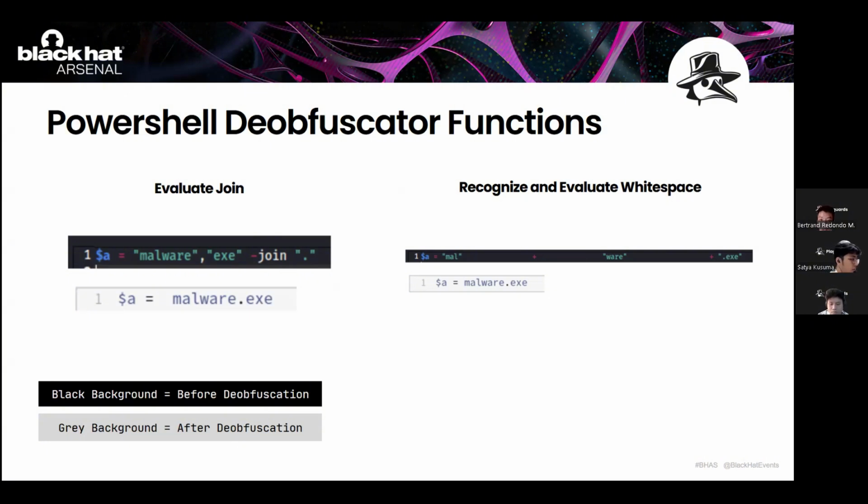The next one is to recognize and evaluate white space, where in this function the application can still recognize the concat function operation while there is a very big white space between the string and the symbol. As we can see from the picture, the string and the plus sign have a very big white space between them, but the application can read it and still process the concat operation, which results in the malware.exe value in the picture below. Next.